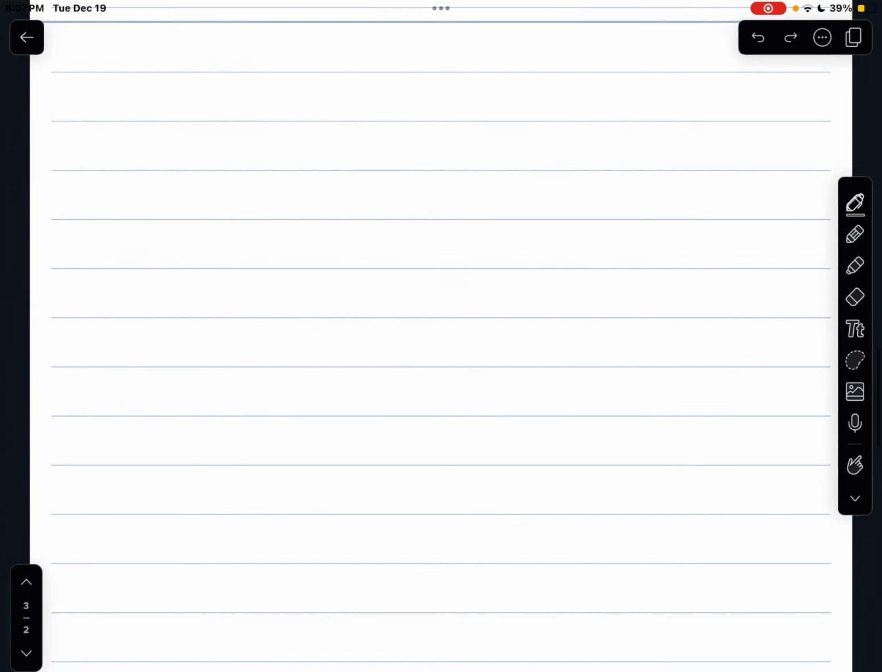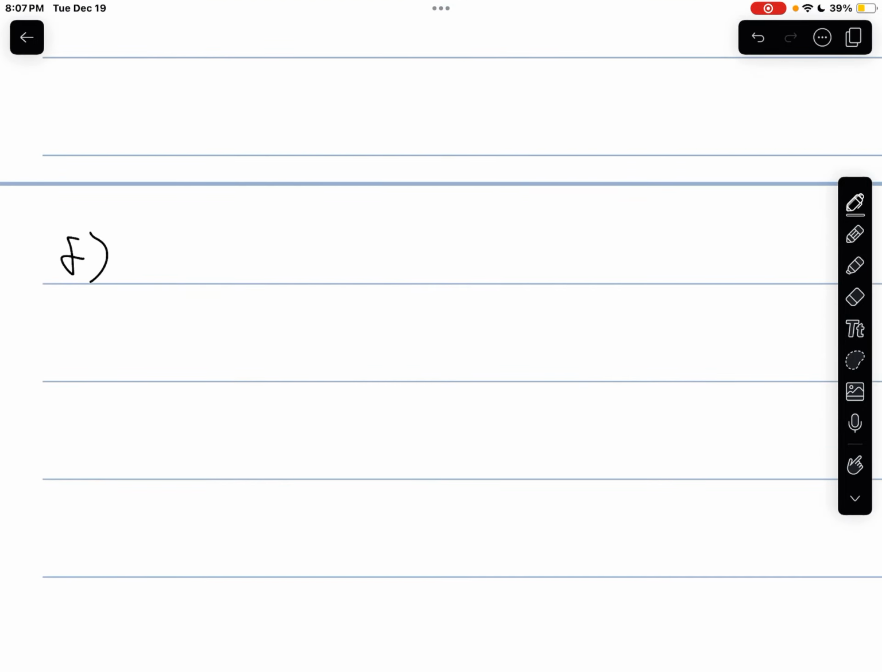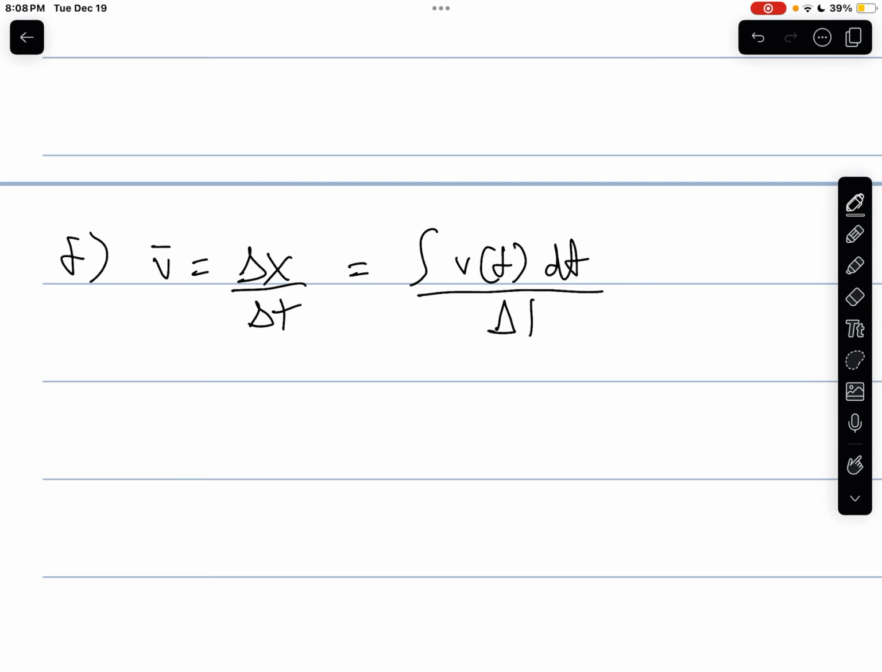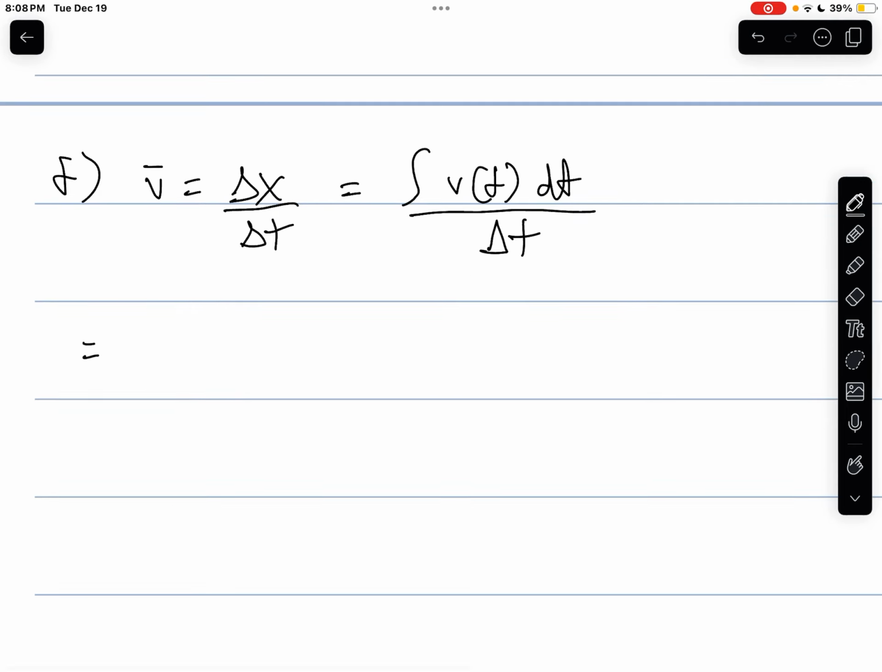Okay, so for part F, I have to find the average speed for the entire 8 seconds of motion. I know average speed is basically average velocity because it's going in one direction. It's not changing direction or anything. So I can just do average speed equals delta x over delta t, and delta x is going to be the integral of the velocity function dt, over delta t.